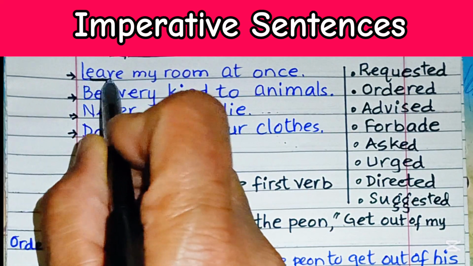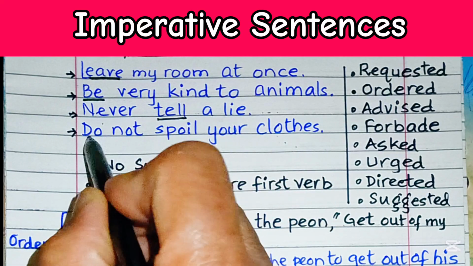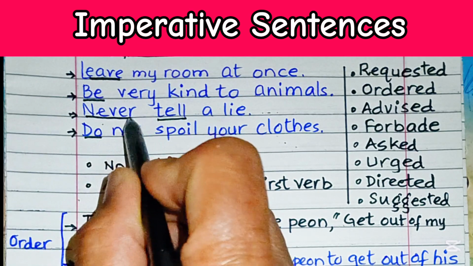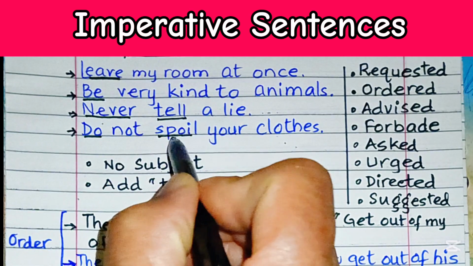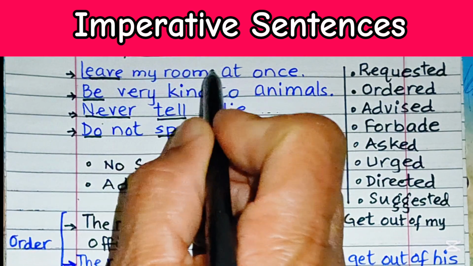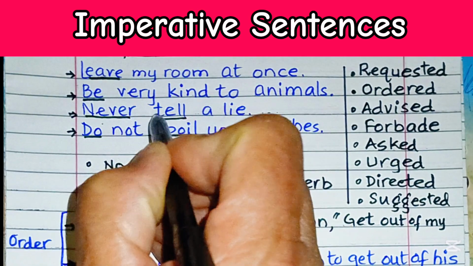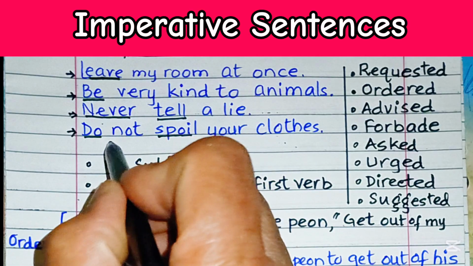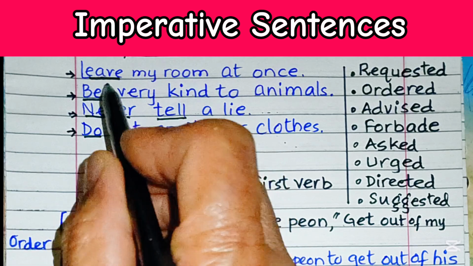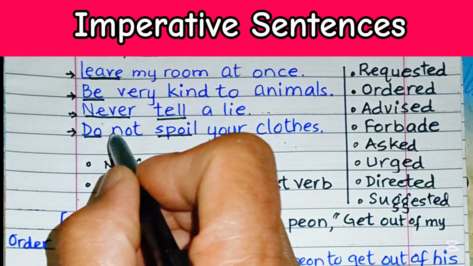Notice one thing, that all these expressions start with a verb. So these are actually the verbs. We put never or not before the verb in negative expressions. So leave my room at once, be very kind to animals, never tell a lie, which is a negative expression, do not spoil your clothes, which is also a negative expression. All these are examples of imperative sentences.